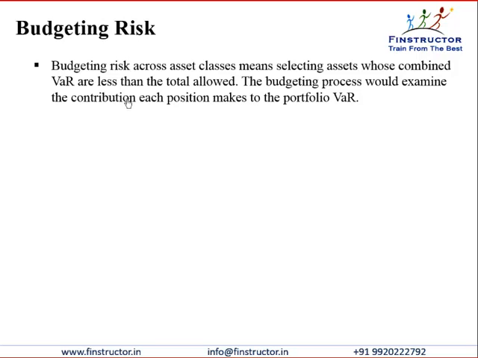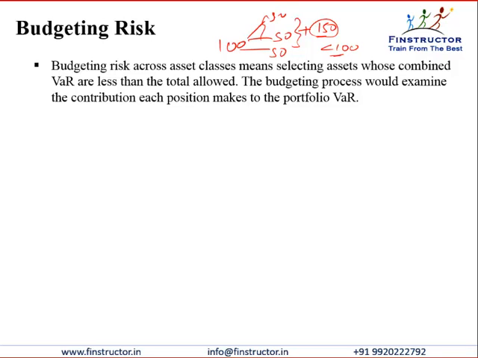Budgeting risk is a very important activity. So this means selecting assets whose combined VaR is less than the total allowed. So if total allowed VaR is 100, often we may be able to take 3 positions of 50, 50, 50 each. And because of the low correlations, the combined VaR may be much less than, it will definitely be less than 150, but it can even turn out to be less than 100. So we'll be maximizing our return while staying within our VaR limit.